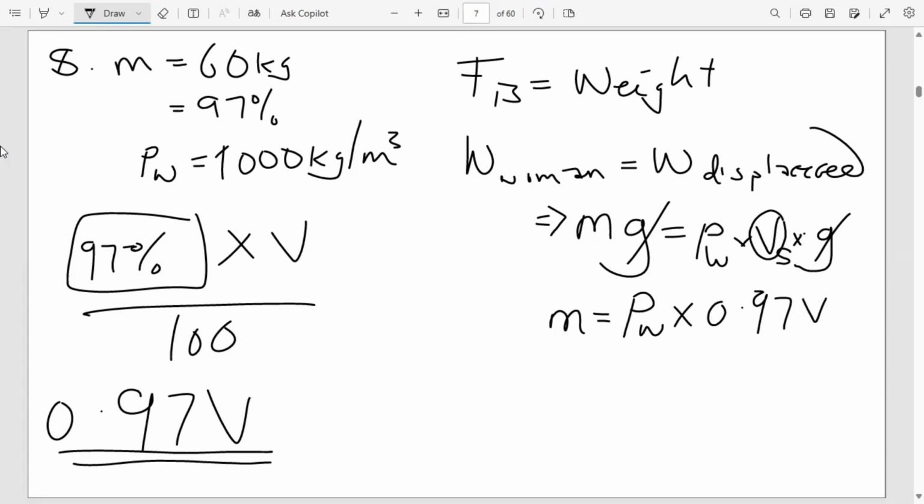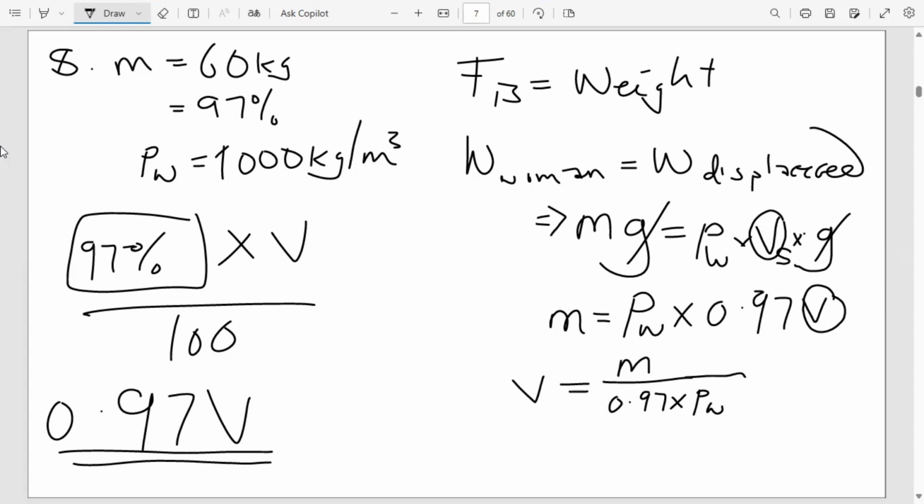Okay, as simple as that. So we are looking for V here. We already know the density of water. We already know the mass of the woman, and 0.97 has already been calculated as a constant there. So what are we going to do? We're going to say V will be equal to the mass of the woman divided by 0.97 multiplied by rho of the water, which is the density of the water.